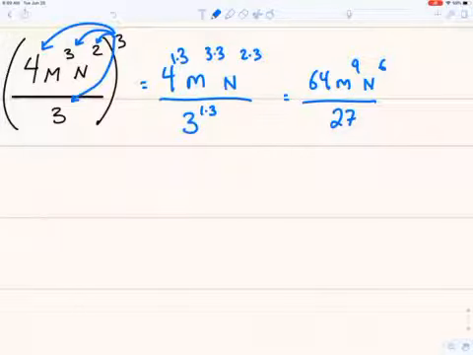And that's it. I know that I can't simplify the 64 and the 27 because the 4 and the 3 didn't simplify, so I'm going to say that multiples of those are not going to simplify either. The m and the n are the only instances of the variables m and n, and there's no negative exponents, so I'm all done.